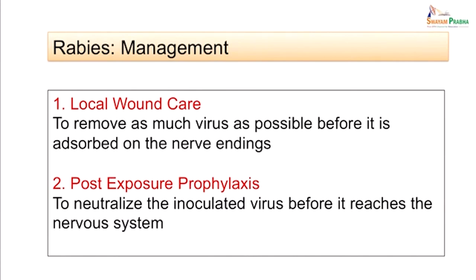The second part in the treatment is to give the post exposure prophylaxis so that antibodies are produced which will neutralize the inoculated virus before it reaches the nervous system. So, the basic aim of the management is to prevent the spread of the virus to the central nervous system either by inactivation or by neutralization of the virus with the help of the antibodies.